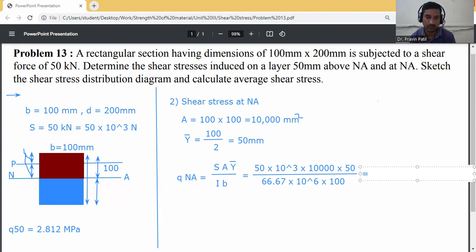So QNA is calculated as 50 into 10 raised to power 3 into 10,000 into 50, divided by 66.67 into 10 raised to power 6 into 100 mm. So it will be 3.749 Newton per mm square, or MPa. Okay, just note down these units. QNA is equal to 3.749 MPa.